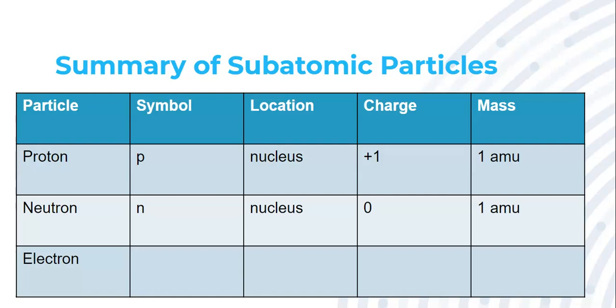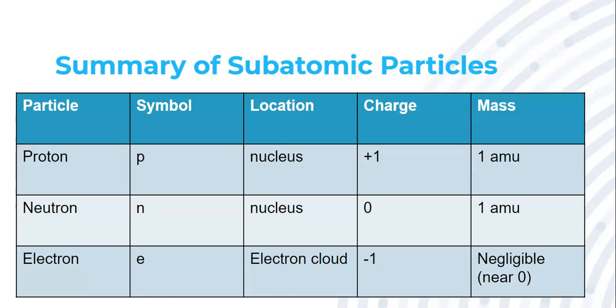Neutrons are also located in the nucleus and have a neutral charge. They have the same mass as a proton, 1 atomic mass unit. Now electrons are located in the electron cloud and they're negatively charged. Now, they do have mass. But when we talk about their mass compared to protons and neutrons, we say that it is negligible. And that means that it's so small compared to the proton and the neutron that it really doesn't register.